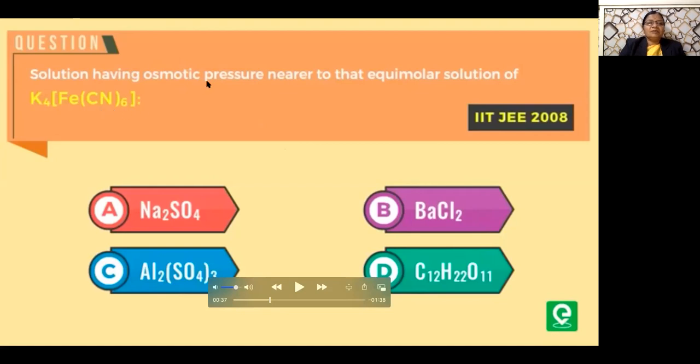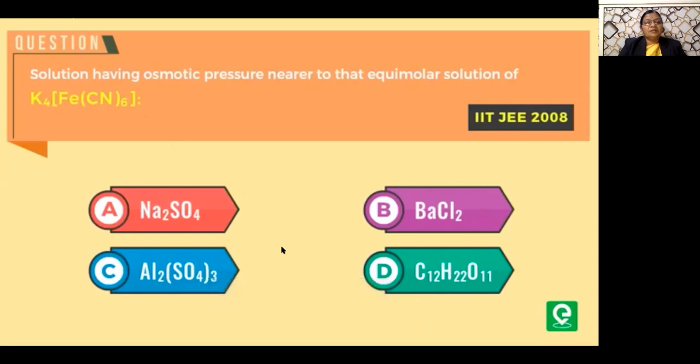Now, solution with osmotic pressure nearer to that of equimolar solution of this salt, potassium ferrocyanide. So osmotic pressure is a colligative property. It depends on the number of particles present in the solution. So for K4[Fe(CN)6], how many particles are in the solution? It gives 4K plus and [Fe(CN)6] minus 4. So in total there are 5 particles. So you have to find the option for such a salt which gives the number of particles equal to how much? 5.